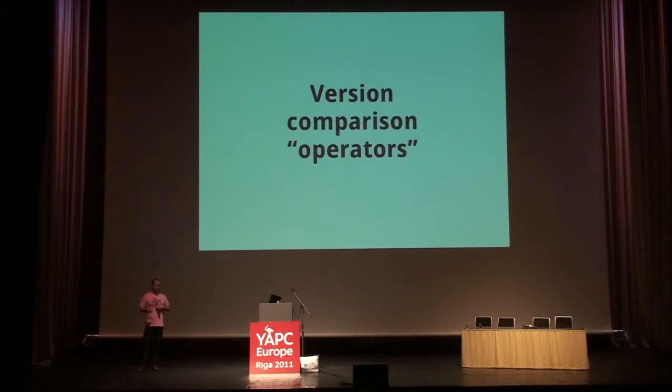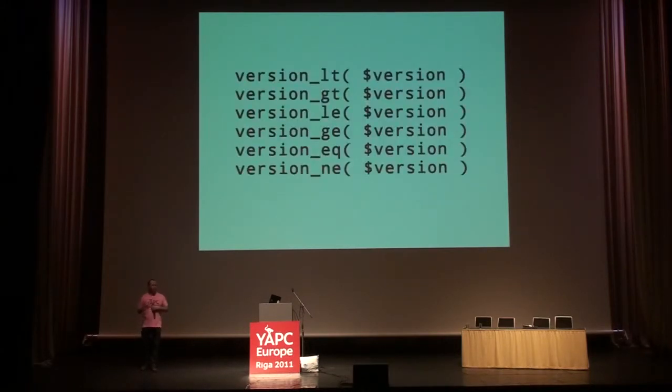It works with Git.pm, what I said, it works with options. And there are a bunch of version comparison operators. So you can actually compare the version of the Git you're running with any version that you want. So it's comparison with a single argument.